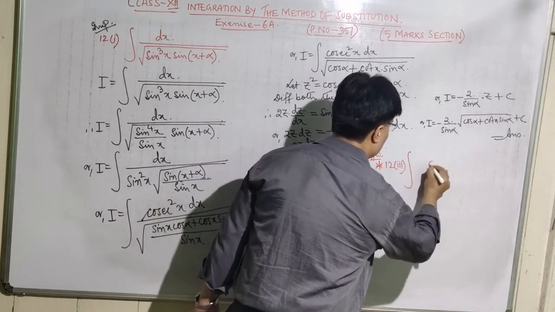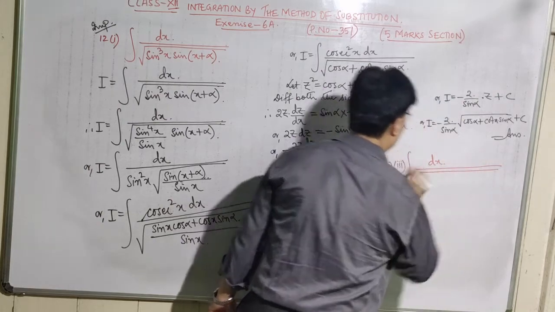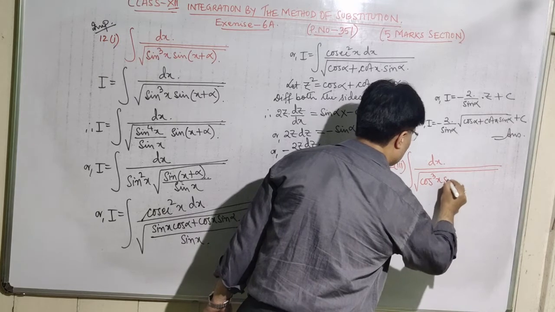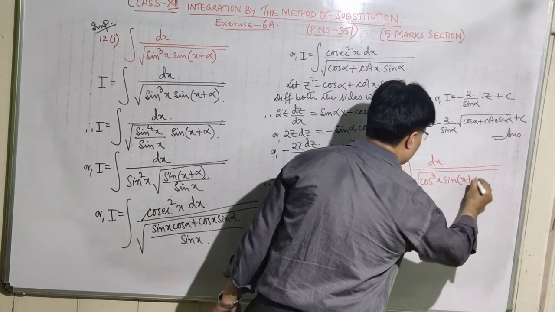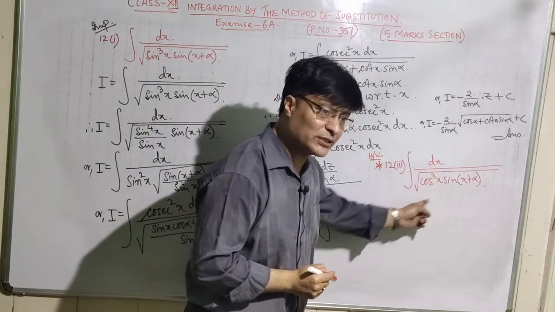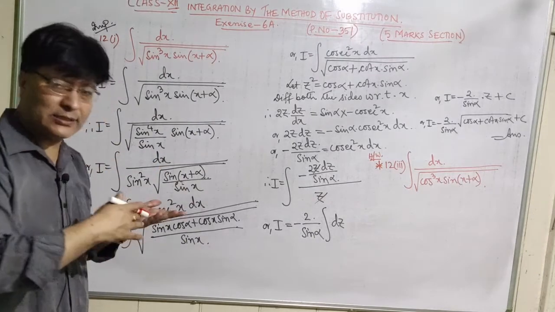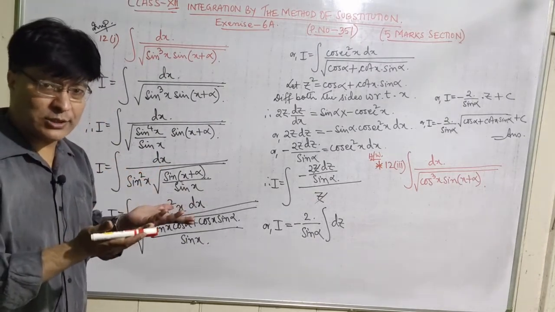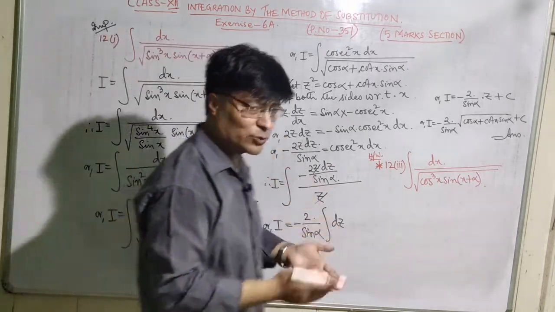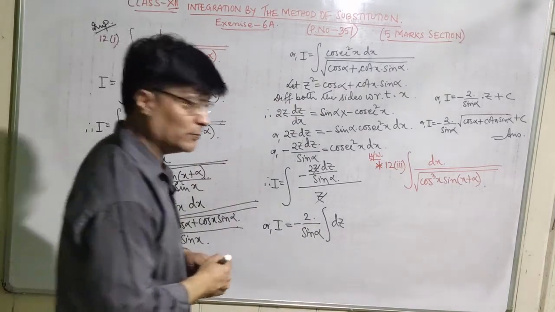So integration of dx divided by within root, it may be cos cube x sine of x plus alpha. So what is the method here? You have to make it cos to the power 4x divided by cos x, right? Then the square root of cos to the power 4x is taken outside. It is cos square x, and 1 by cos square x is sec square x. But you have to express that within the square root in terms of tan x. You can easily do it, okay? Similarly, you can do this problem, right?